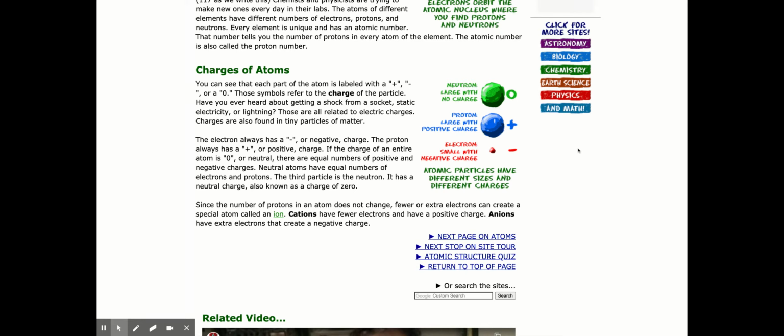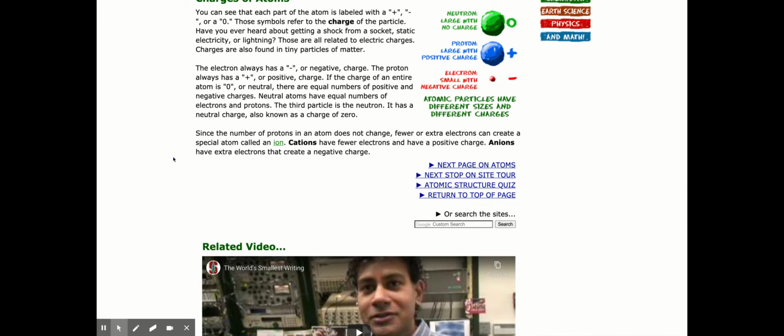And the atomic particles have different sizes and different charges. That's what makes them unique, and that's what helps influence the different elements that these atoms are building. And the symbols, of course, refer to the charge on the side here. So the 0 is none, plus is positive, and the minus sign is the negative charge symbol. If you ever see on a diagram a 0 next to a neutron or a plus next to a proton, just know that that represents the charge. An electron will always have a negative charge, and the proton will always have a positive charge.